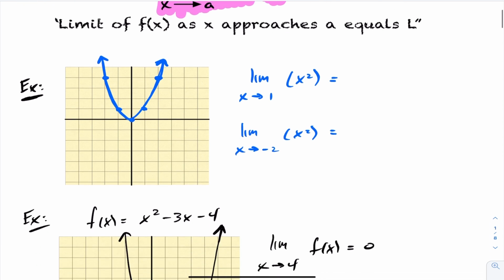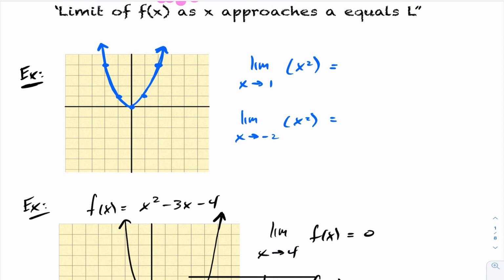Okay, let's look at some basic examples. For this first example, we want to find the limit as x approaches 1 of the function x squared. Well, as x approaches 1, let's say from the right-hand side, f at x would be approaching 1. As I approach 1 from the left-hand side, you can see that the function is also approaching 1 from below. So therefore, the limit as x approaches 1 of x squared is 1.